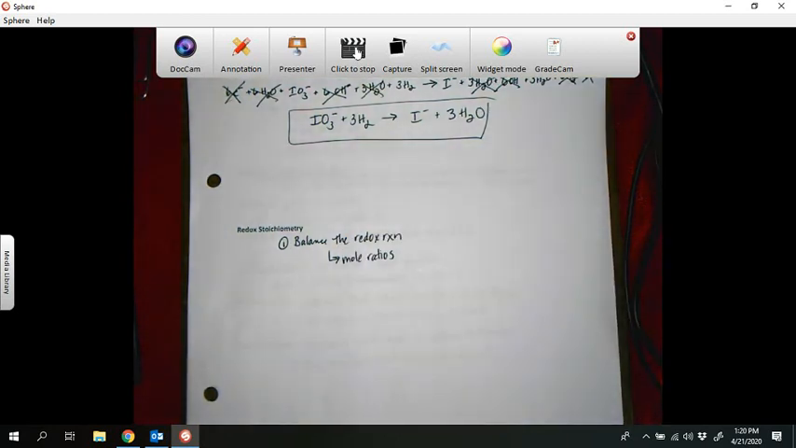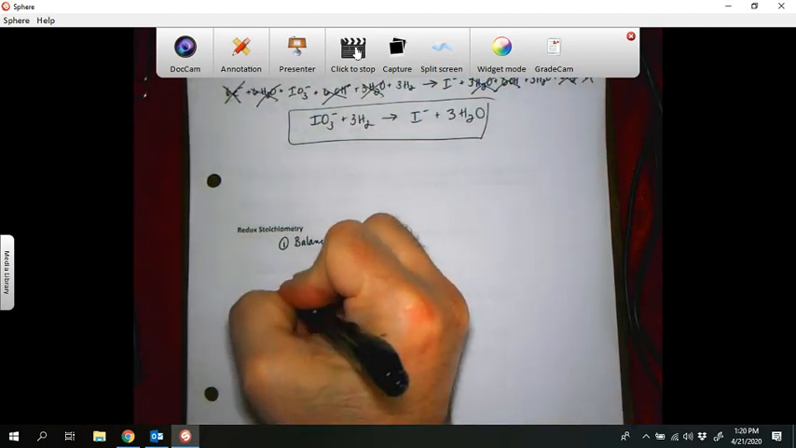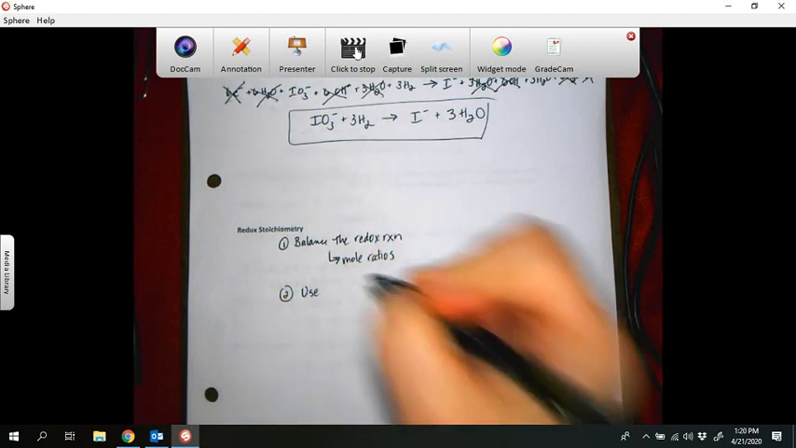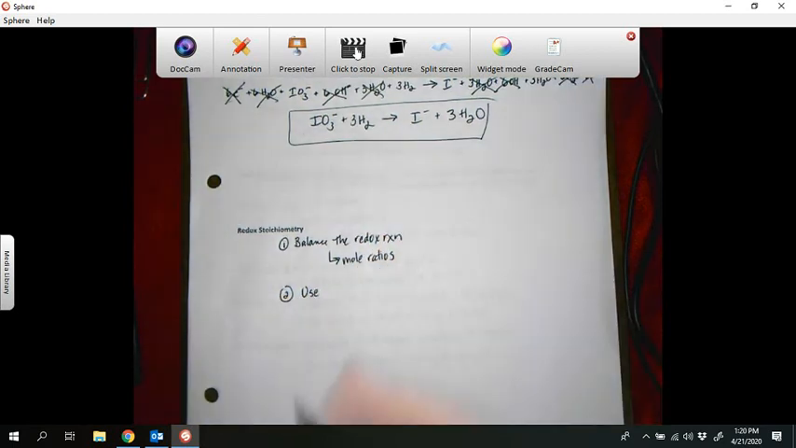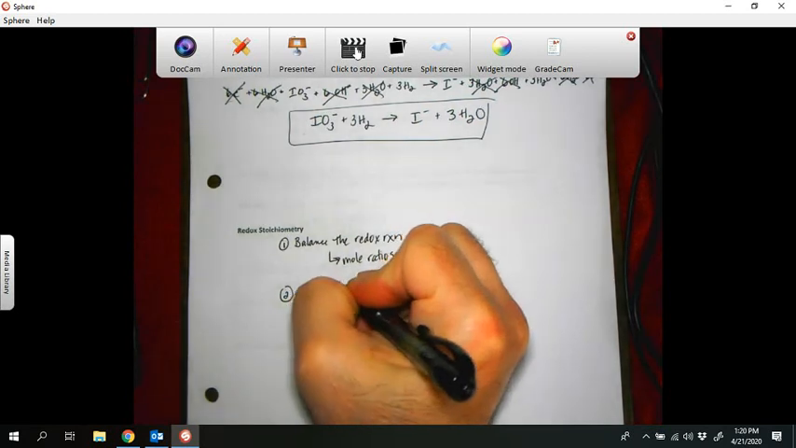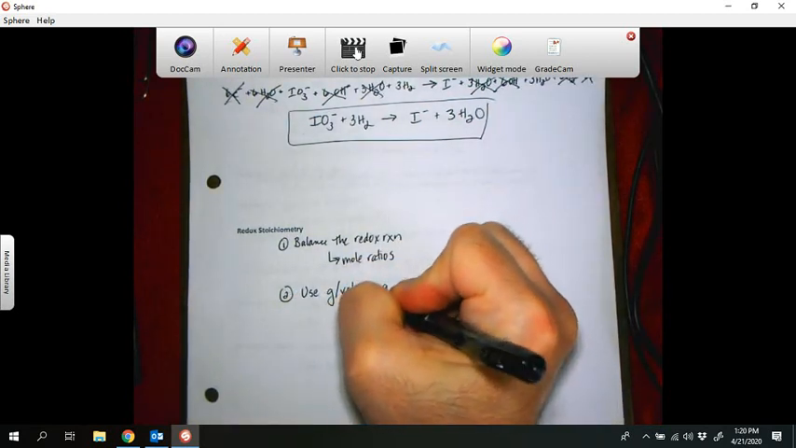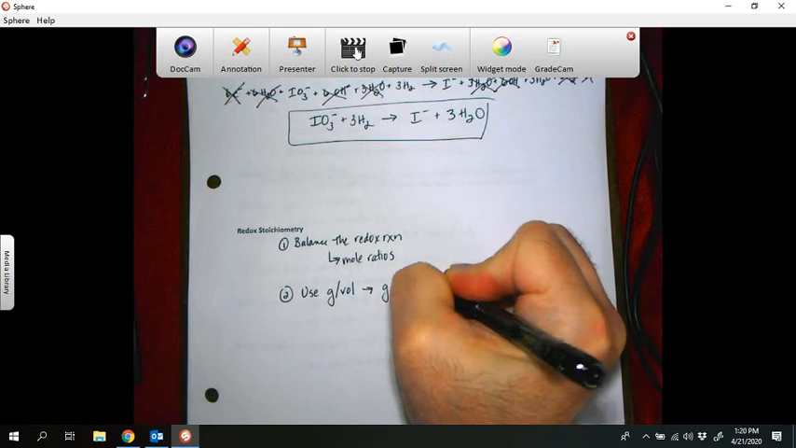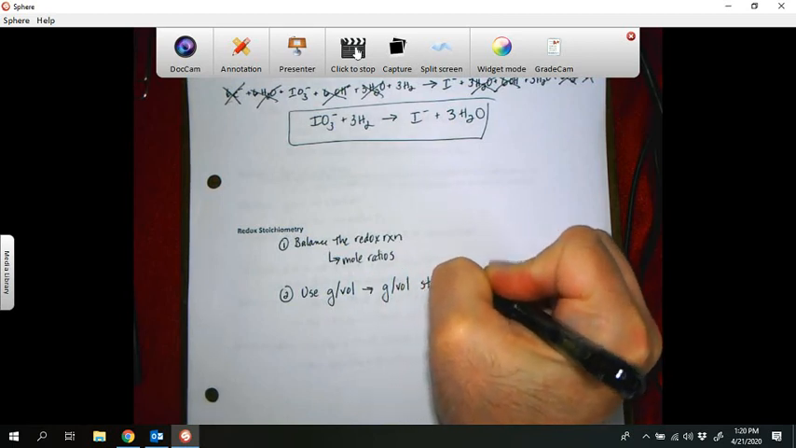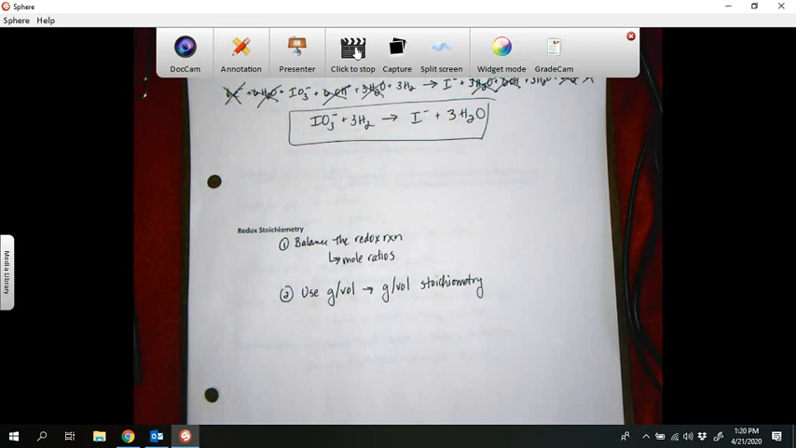You have to pay attention whether it's acidic or basic for the half reaction method. And then once we balance it, we have our mole ratios that we can use for the stoichiometry. We're going to use our tools that we already know, either grams or volume to grams or volume stoichiometry. If we have a volume, we're going to use the molarity of something. If we're given grams, we can use the formula mass of things.